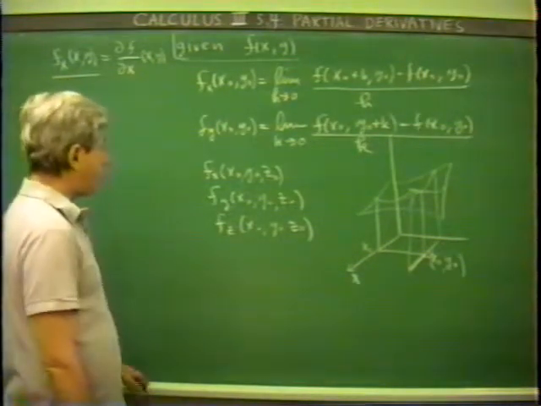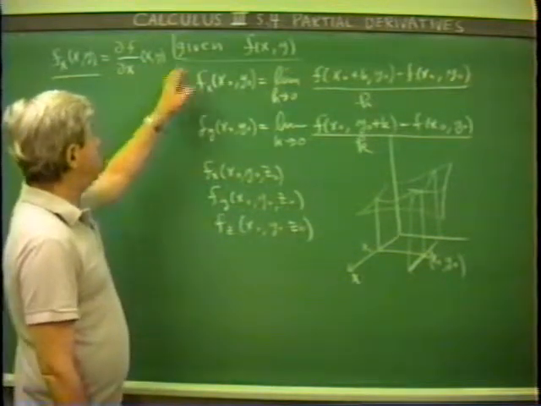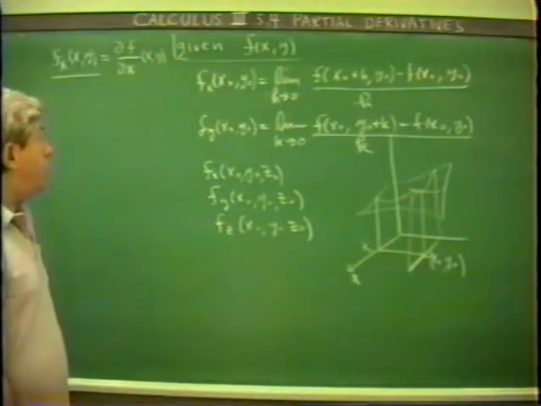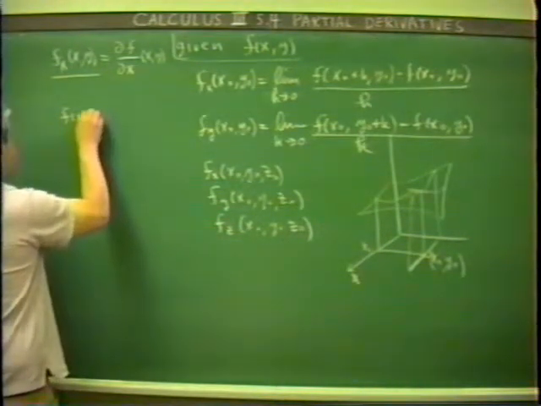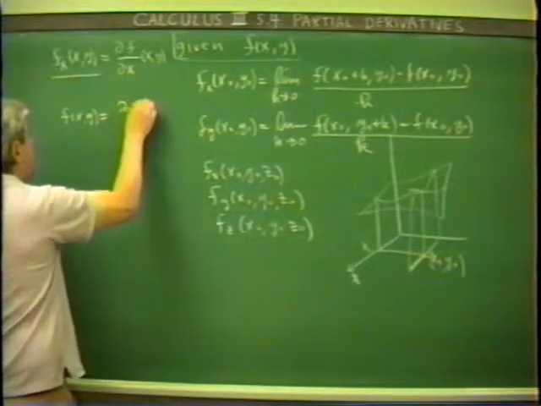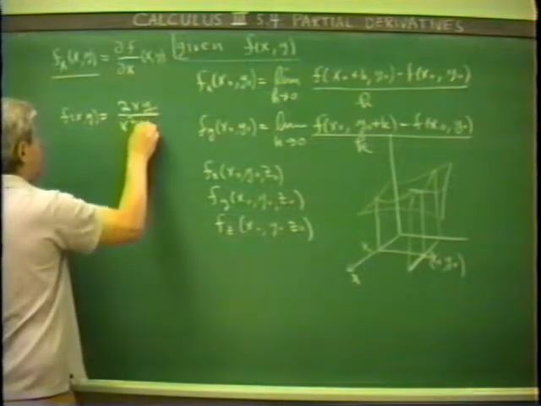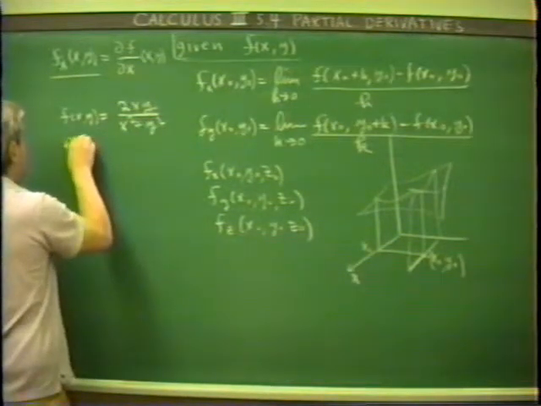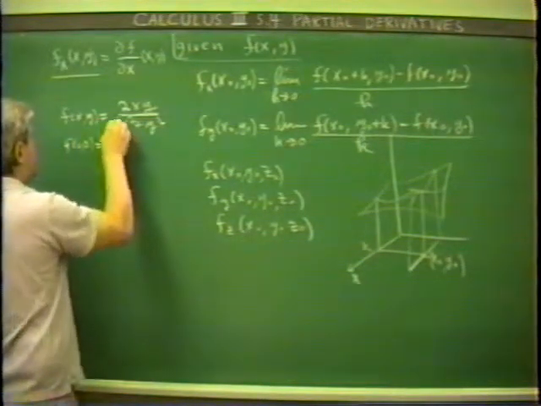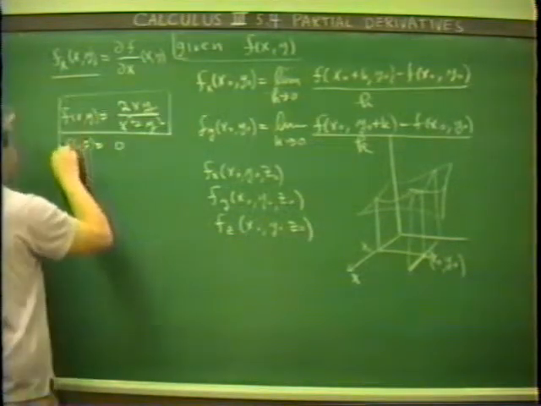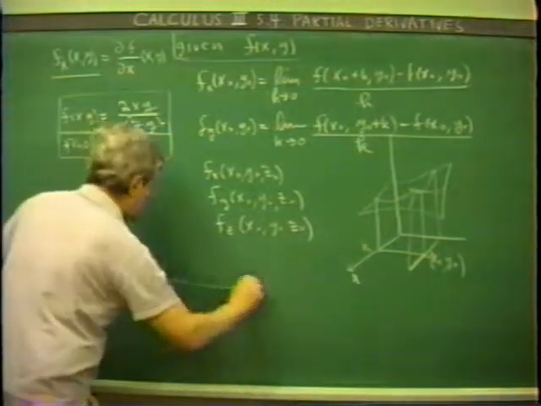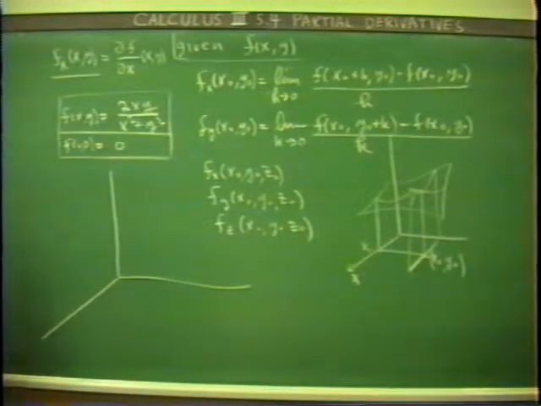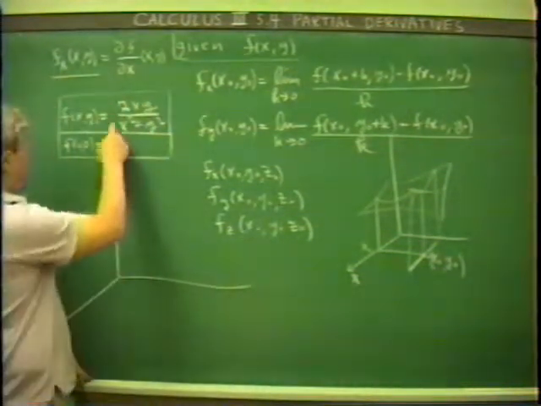I want to look at a little bit of a bizarre function right here, because even if the partial derivatives of a function exist at every point, it's not necessary that the function be continuous. I want to consider the function f of x and y equals 2xy over x squared plus y squared, and I want f of 0, 0 to be equal to 0. So this is going to define this function here, and I want to take a look at the graph of it.